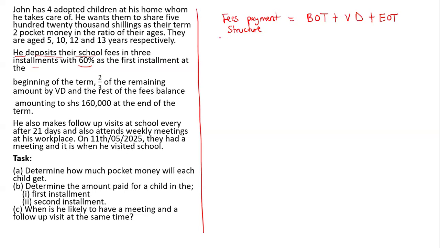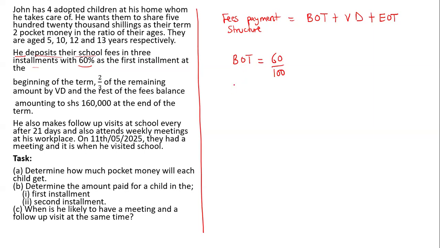So we know that the total fees payment structure at the end of the day should equal 100%. So what am I going to do? I'm going to find the individual amounts. I'm going to first find the BOT. So BOT, what percentage does he pay? He pays 60%, which is 60 out of 100. That is the 60%. What about VD? This is the contribution for BOT.